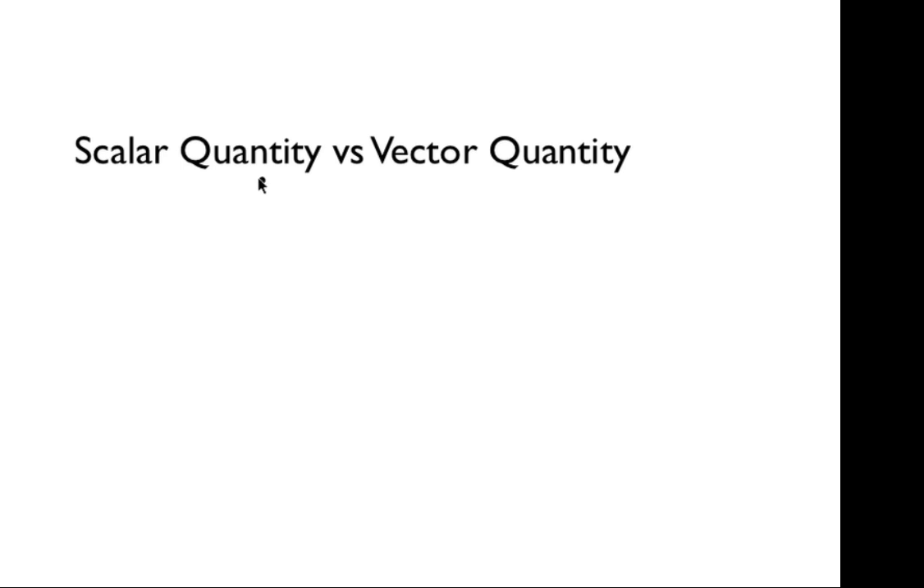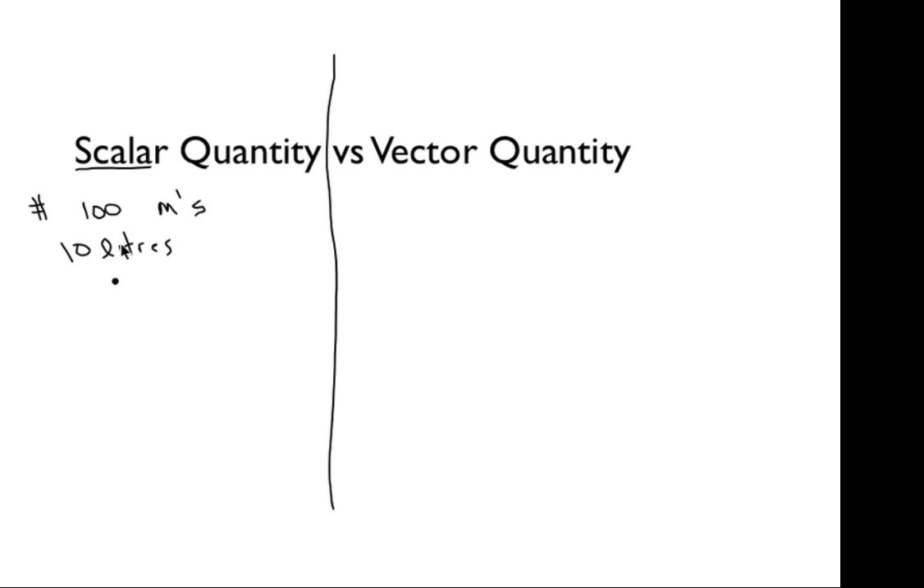Before we get into speed and velocity, we need to define two quantities, scalar quantities and vector quantities. Scalar quantities are any quantities that are measured that do not have direction. So total numbers, X number, 100 M&Ms, 10 liters. Volume does not have a direction associated. So this is no direction.